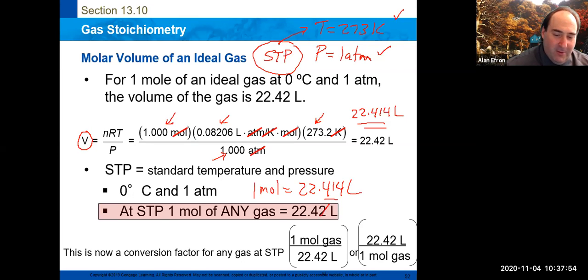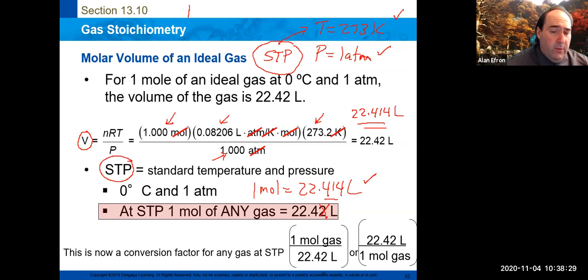I've never really seen the rounded version here, but you could technically use 22.42, I guess, or 22.414. It's the same thing. And what this allows you to do, as we talked about a little bit earlier, especially when it comes to stoichiometry problems at STP, is it gives you a way that you don't necessarily have to use the ideal gas law. Sometimes you could just go straight with this conversion factor and solve for what you're looking for without using the ideal gas law.